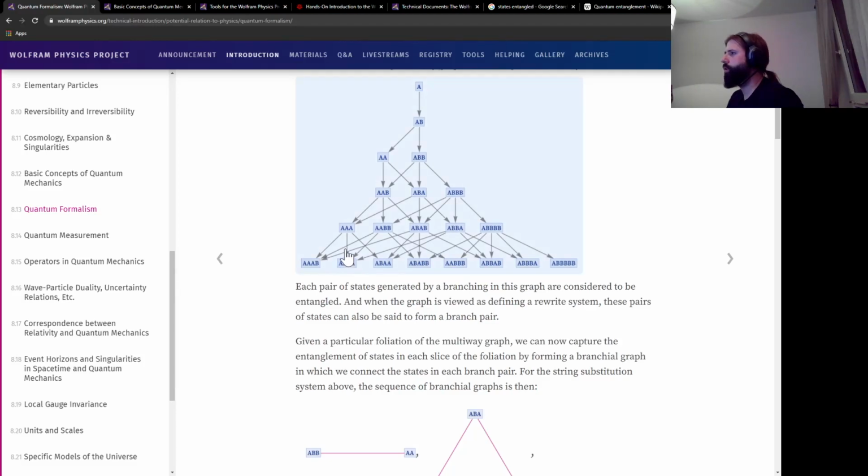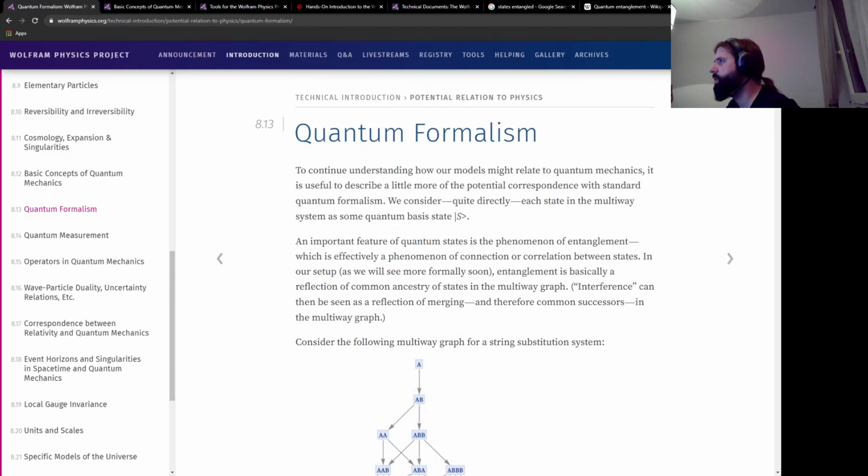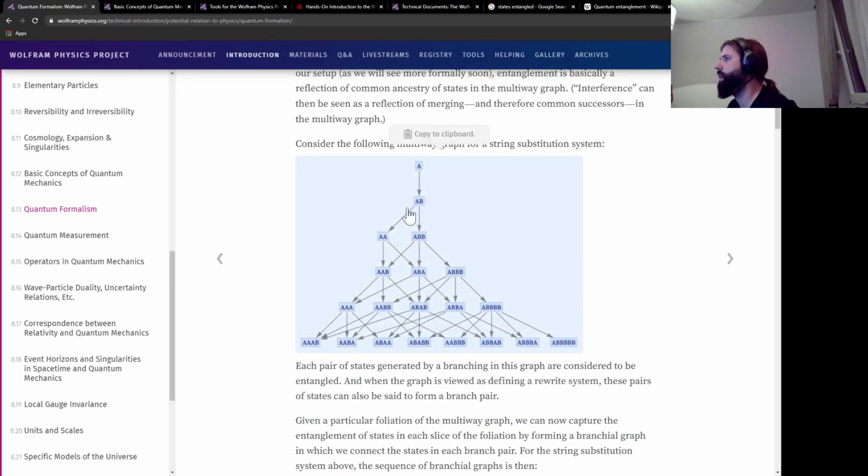Because this seems to lead to the fact that counting the paths down here, and I remember hearing this in one of the videos as well, is something that you could then use to calculate the coefficients, the complex coefficients, or the probabilities, maybe not the probabilities of observing that specific state. So these are really quantum basis states, each state in the multi-way system. It's a quantum basis state.